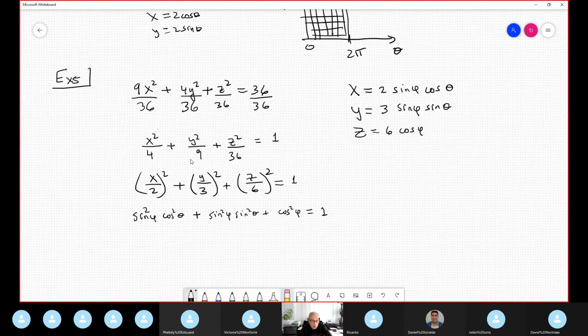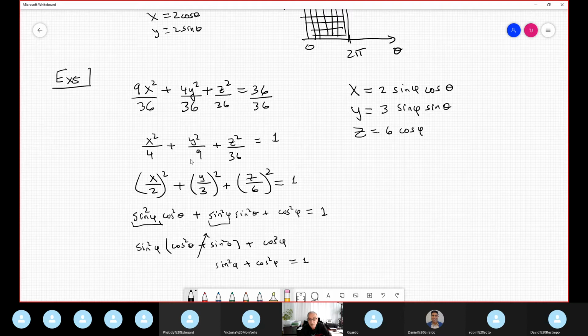Well, so you see that sine phi is a common factor. Look at that. We factor out sine square phi times the parenthesis cosine square theta plus sine square theta. But this is 1. You know this identity very well. So finally, we have sine square phi plus cosine square phi. Wow, it's 1 again. Okay, this is fantastic.